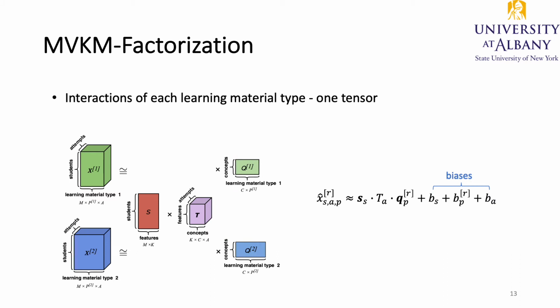So each student interaction in the tensor is equal to the product of student feature vector S, student's knowledge at attempt A, and learning material concept Q, plus 3 bias terms. We add bias terms to consider data averages. For example, B_S here is reflecting the average feedback of student S, and B_P represents question difficulty.